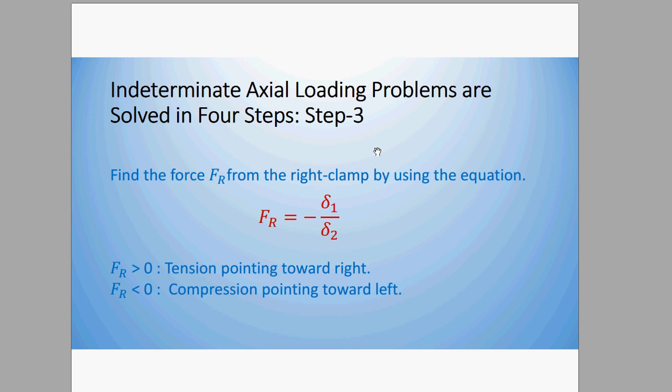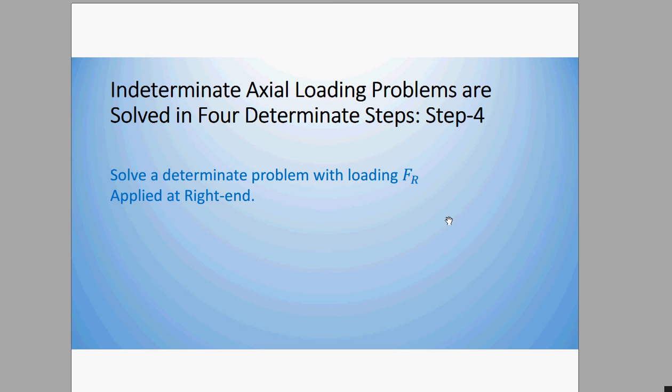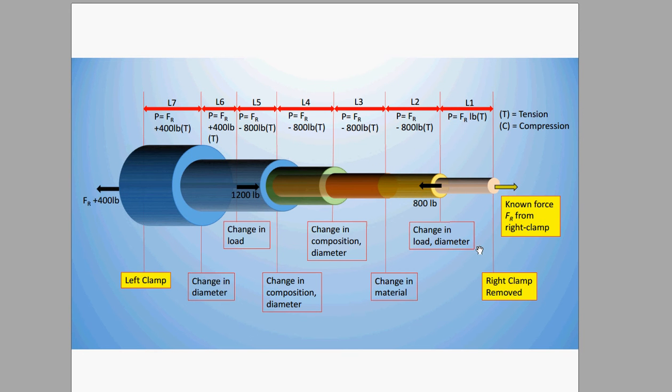Now, if your FR comes out as positive, so greater than 0, that means the right clamp is pulling the shaft in tension. If your FR comes out as a negative number, that means it's in compression, pushing into the shaft. So once you've done all this, you now have the force of the right clamp. Now you can look back at your shaft, you know the force on the right end, and you can now solve for what the force is in the left clamp. And as such, you will have all of the forces found in the problem.